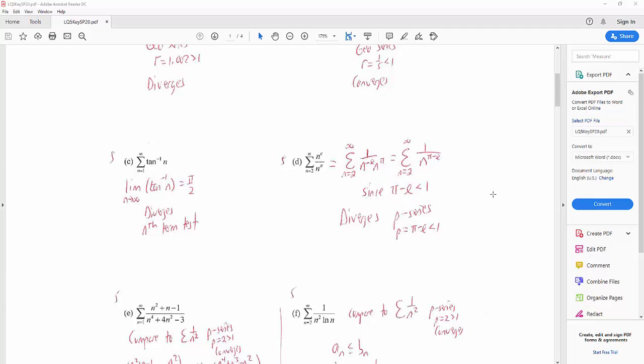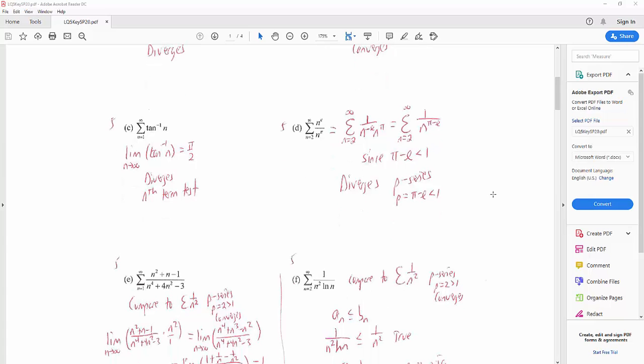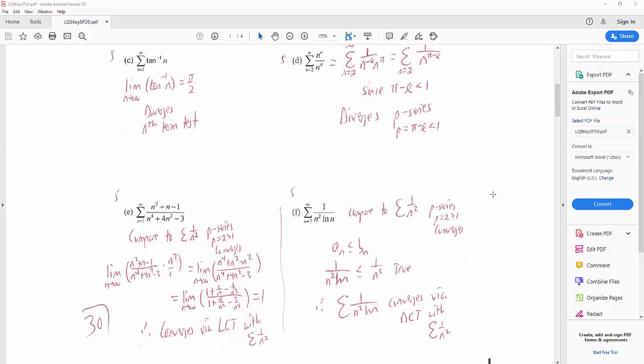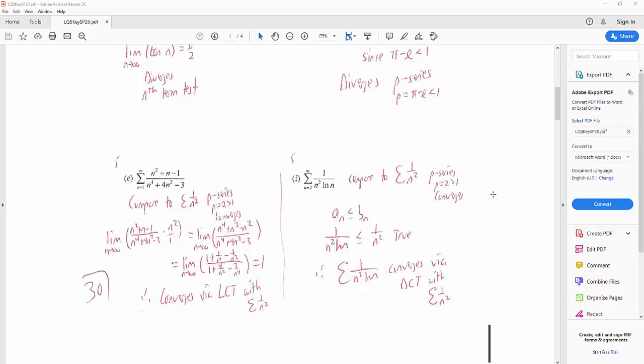For D, the key is n to the e over n to the pi. That can eventually be rewritten as 1 over n to the pi minus e. That number, pi minus e, is definitely less than 1. So it's a p series where p is pi minus e, which is less than 1. Therefore, it diverges. Some of you tried to use the nth term test for divergence here, but you didn't convince me. You had an indeterminate form that you tried to then make a claim. So be careful.